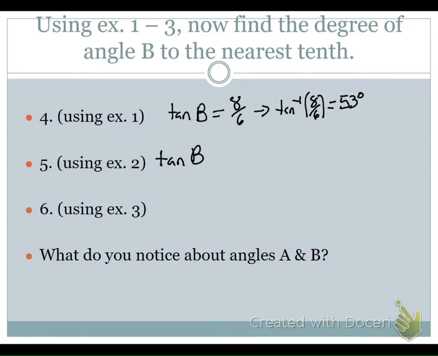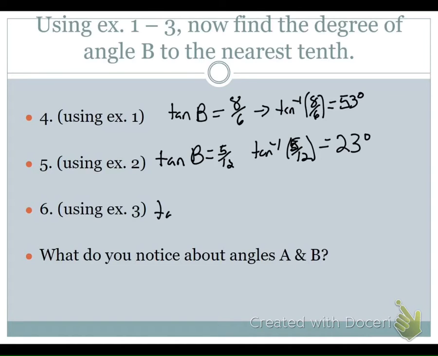We have to go back to the other side. What is opposite of angle B? 5. What's adjacent to angle B? 12. So we have 5 over 12. We do tan inverse of 5 over 12. Ooh, that's an ugly 5. How did you get 8 over 6? 23. 23 degrees. And then we have number 6, which is find angle B.